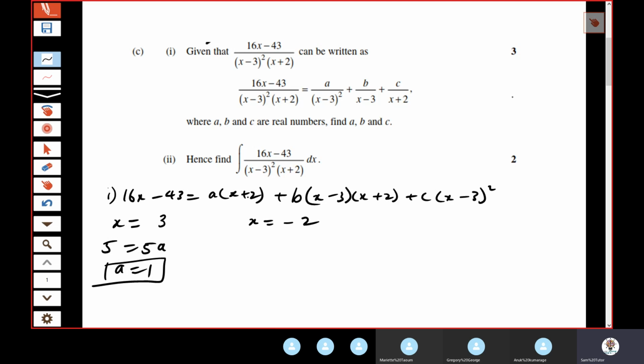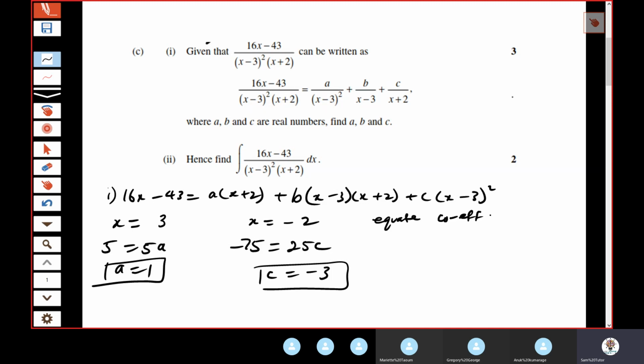x equals negative 2, gone. Negative 2, negative 3, negative 5 squared is 25. Let me know if I'm making any mistakes as well. Negative 32, negative 75. So C equals negative 3. And then the last one, which is to find B, you could have just said let x equal 0. You could have said equate coefficients, which is what I'm going to do. So you could have done let x equals 0 as well.